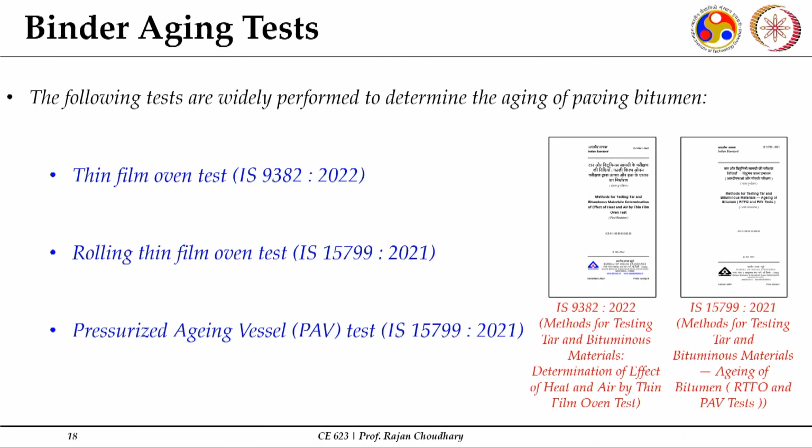Now, the tests which are widely used for the determination of aging characteristics or the aging of a bitumen are: one is the thin film oven test, second is the rolling thin film oven test, and third one is the pressurized aging vessel test, the PAV aging test. And we have the IS specification 9382, which is for determination of effect of heat and air by thin film oven. Then we have IS 15799, which is for the aging of bitumen through RTFO and PAV test.